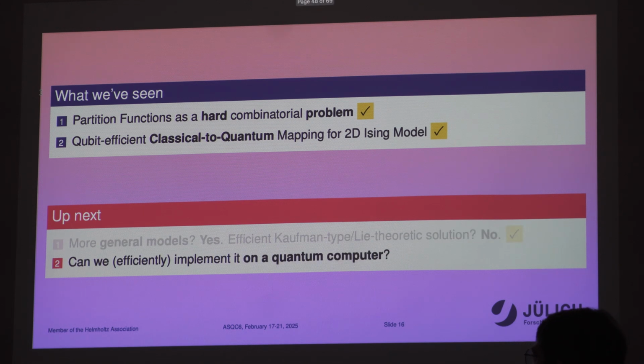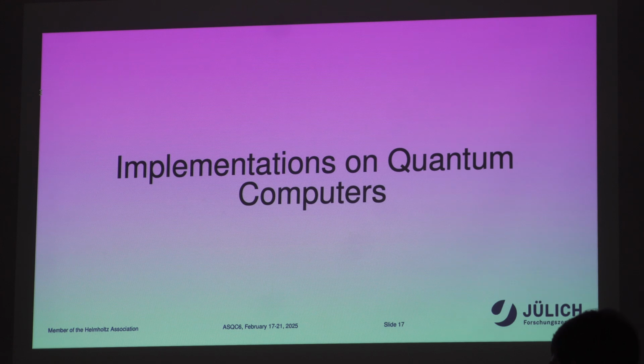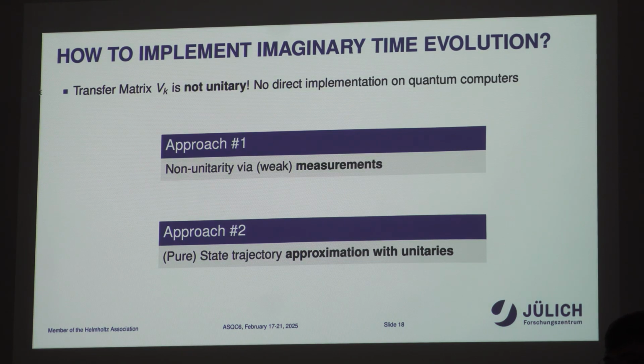is, can we implement this on a quantum computer and possibly try to take advantage of the algebraic structure of the problem. So we go to the second and final part of the talk. How can we implement this on a quantum computer? Well, of course, as I've mentioned multiple times, the transfer matrix that we're looking at is not unitary. So we cannot just implement a series of unitary gates on a quantum computer and from there compute thermal quantities. So we need some way to implement non-unitarity.